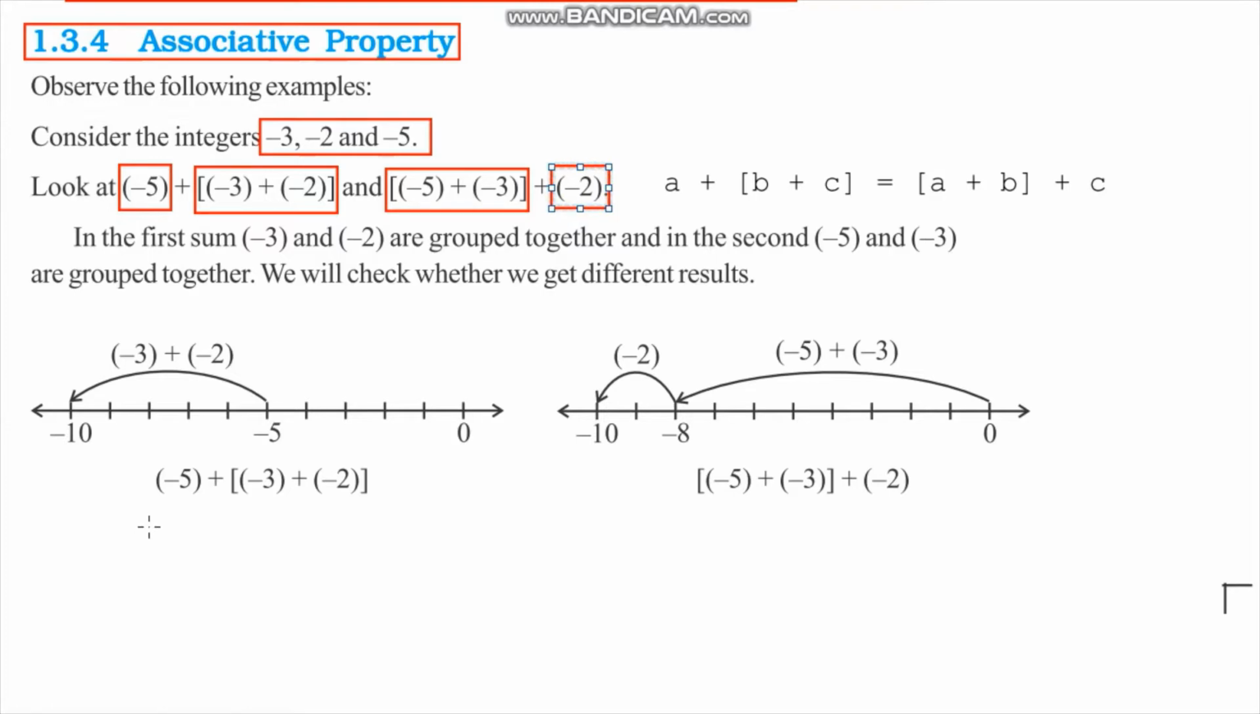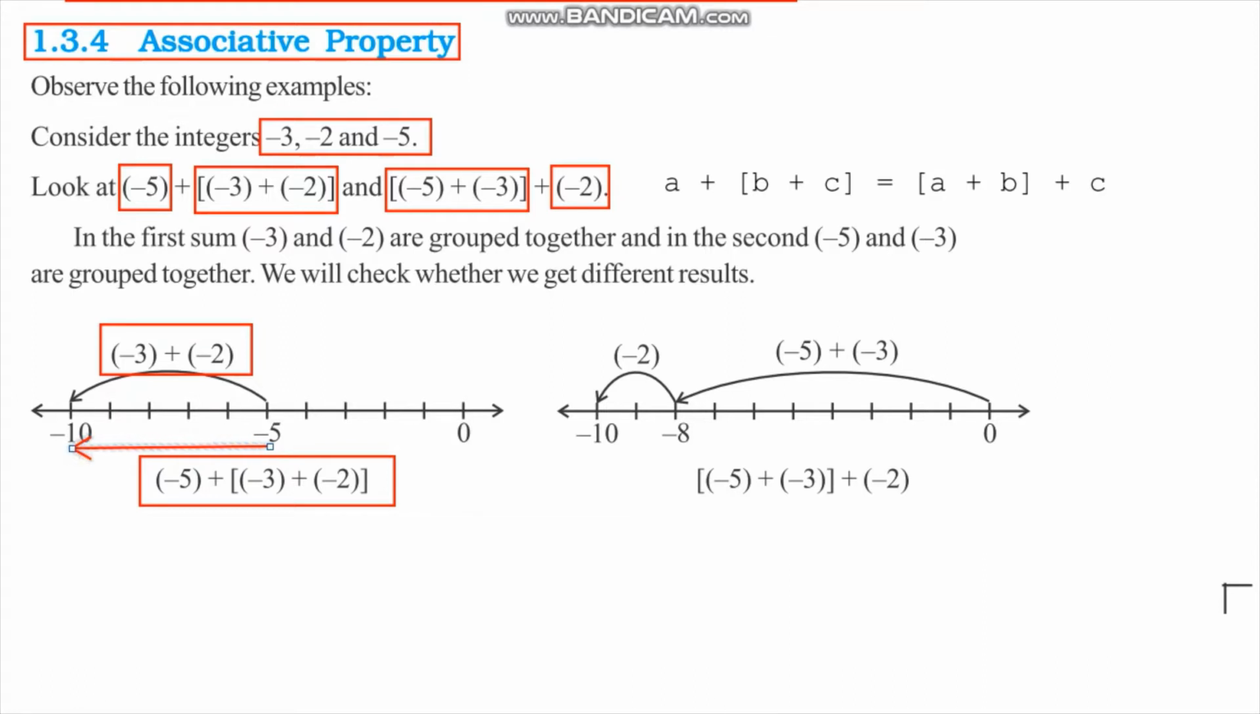Let us find out. In the first sum, -3 and -2 are grouped together, and in the second, -5 and -3 are grouped together. We will check whether we get different results. So, for -5 plus (-3 plus -2), what we need to do is calculate the sum of -3 and -2. According to the 4 rules that we have learned, this is equal to -5. When you add this to -5, we need to start at -5 and move 5 times to the left. So we will end up at -10.